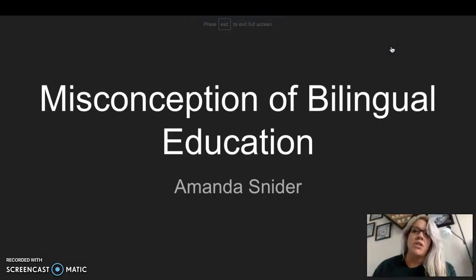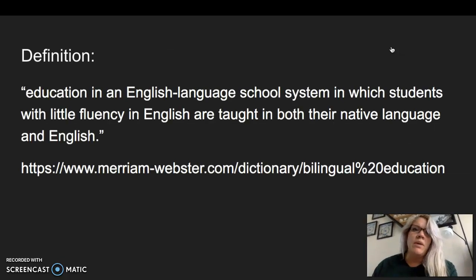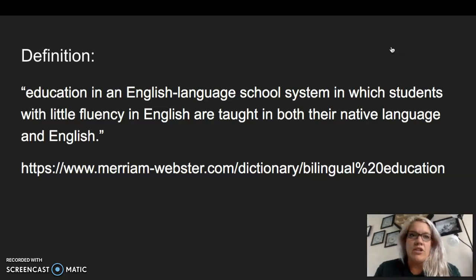Misconception of bilingual education. The misconception that I wanted to focus on for bilingual education is that bilingual education means instruction mainly in the student's native language, with little instruction in English. If you go to Merriam-Webster and look up the definition of bilingual education, you will read: education in an English language school system in which students with little fluency in English are taught in both their native language and English. The keywords in this definition are that they are taught in both their native language and in English.